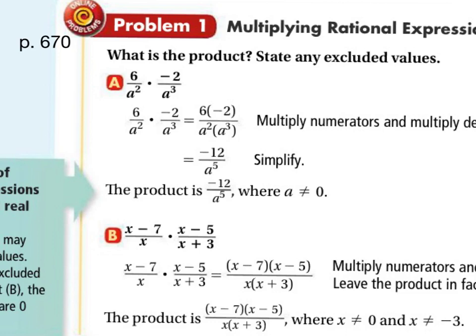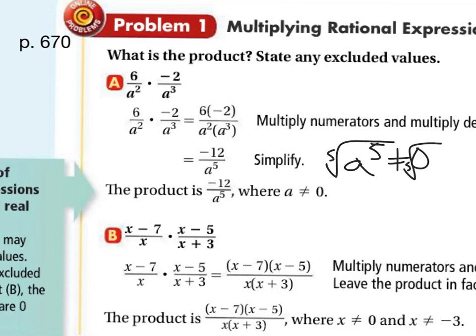Basically, excluded values would be something that would make the denominator equal to 0. So our denominator can't equal 0, so a to the 5th can't equal 0. Well, a to the 5th is just a bunch of a's multiplied together. If they're all the same and we multiply them together and get 0, the only way that could happen is if they were all 0. So basically a cannot equal 0.